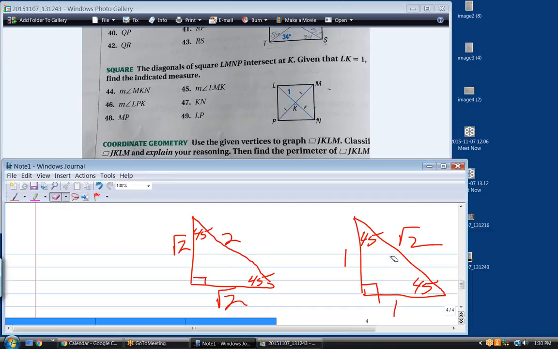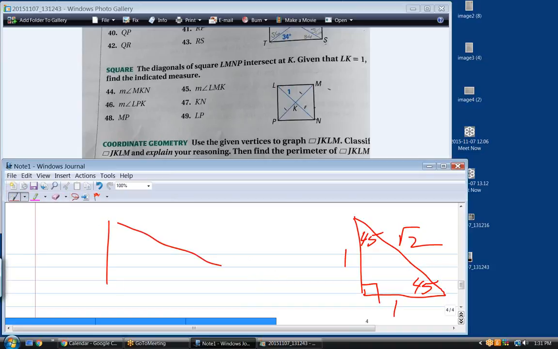I prefer this picture over here because I like to think of it as the unit triangle. And unit being the opposite side is 1. And the other really important one is this one. And you do yourselves a big favor by memorizing these proportions.